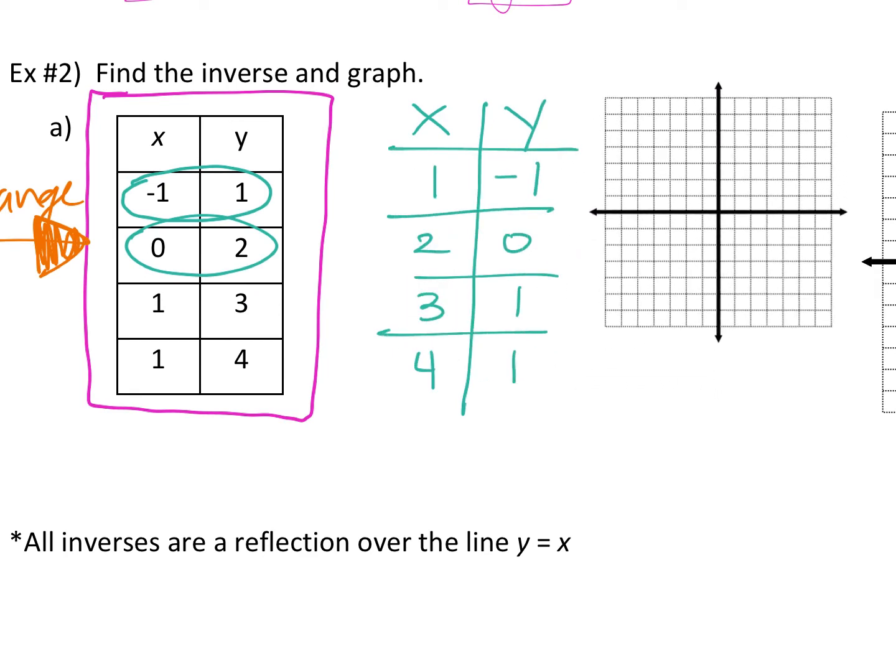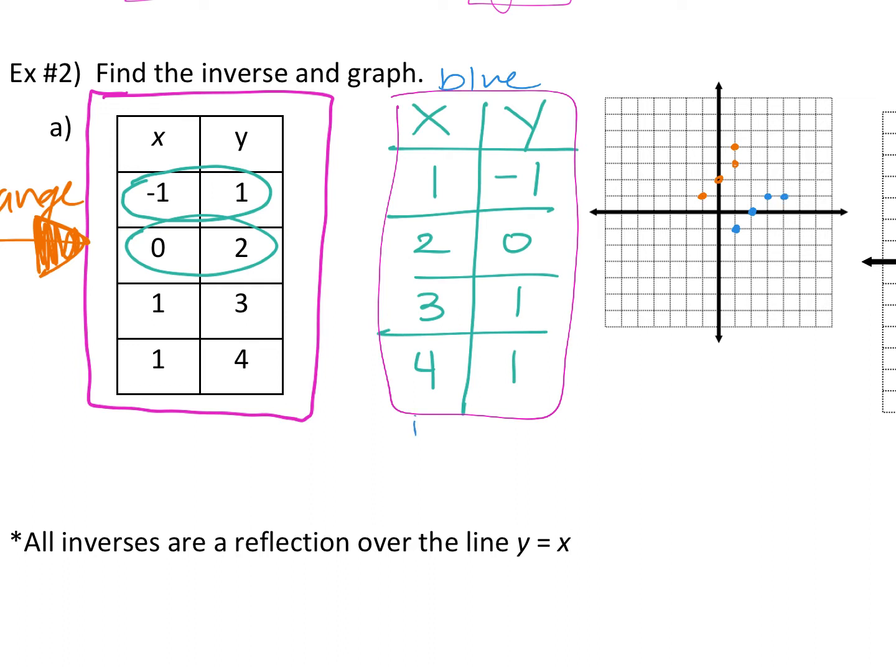There we go. So the points -1, 1, 0, 2, 1, 3, and 1, 4, right? So that's our original function. It does not pass the vertical line test. It's not a function. Our second one, we'll do this one in blue. When we plot those points, 1, -1, 2, 0, 3, 1, and 4, 1.